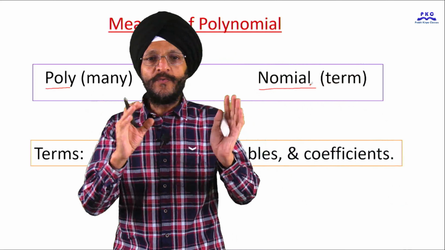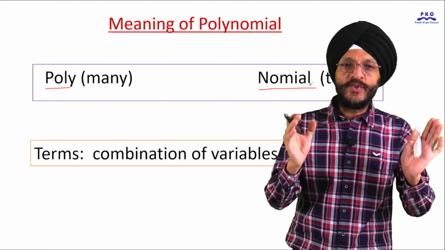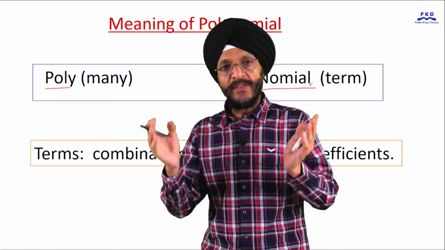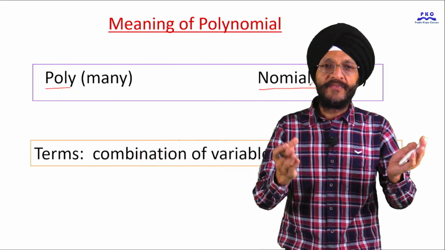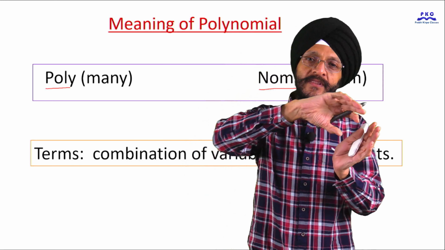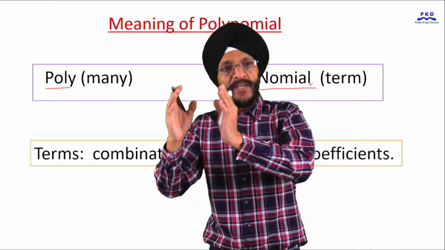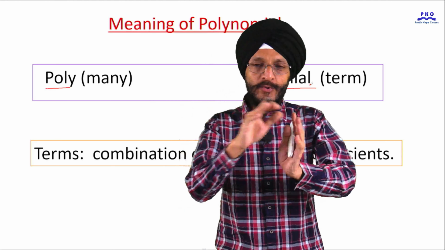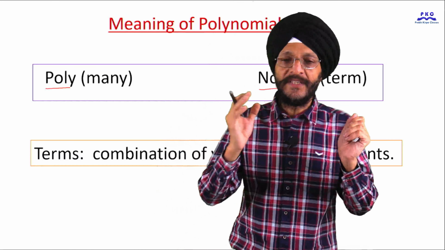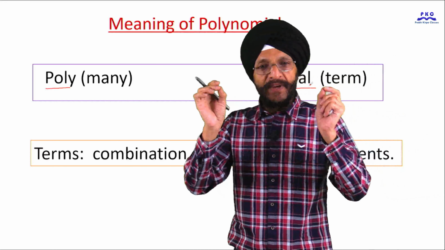In the context of polynomial, term means combination of variables and coefficients. Now again the question arises, what is the meaning of variable and coefficients? Initially we were finding out the meaning of polynomial and then term, then variable, then coefficient. It seems to be somewhat complicated to understand the meaning of polynomial, but it is not so. You will find the meaning of polynomial very easy.